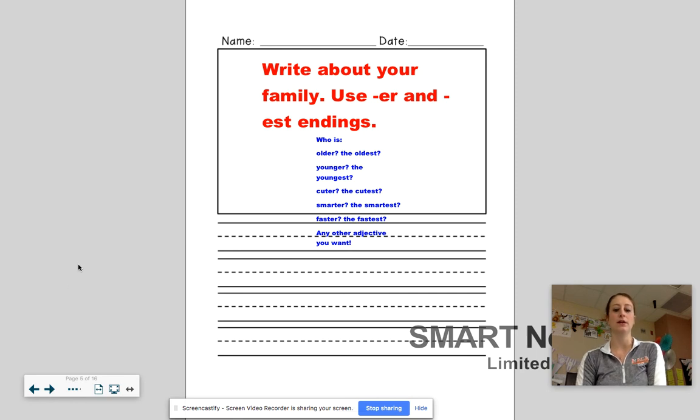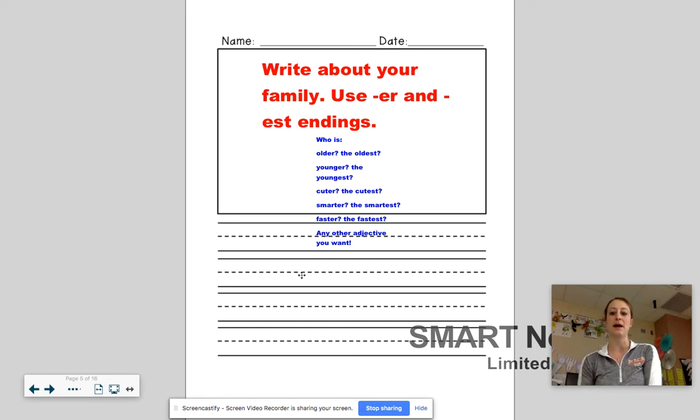Now, something else we could do to show that you really understand ER is when we're comparing two things. EST is when we're comparing more than two. So you could write in a notebook, on a white piece of paper, a couple sentences writing about your family. Who is older? Who's the oldest? Who's younger? Who's the youngest?